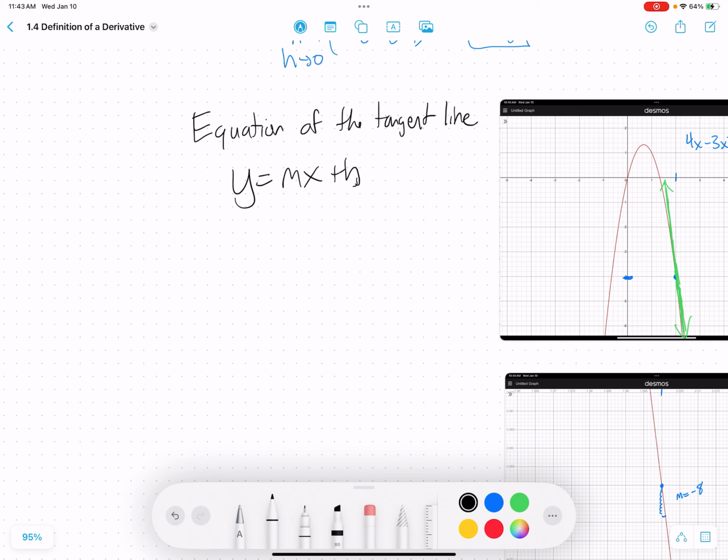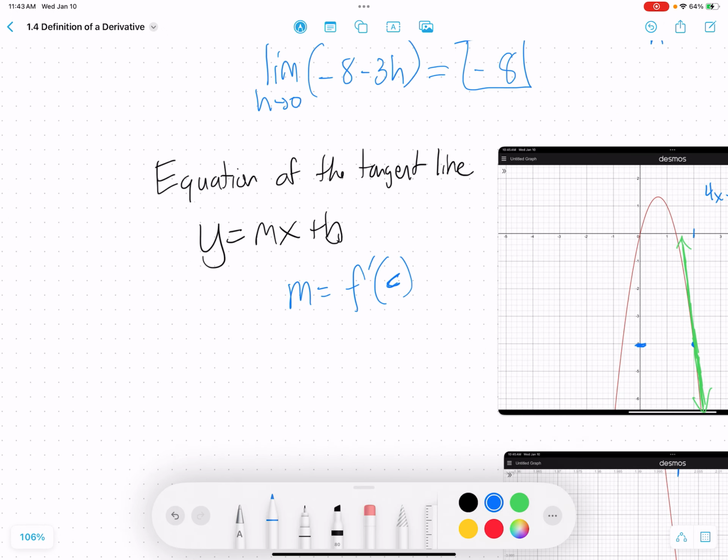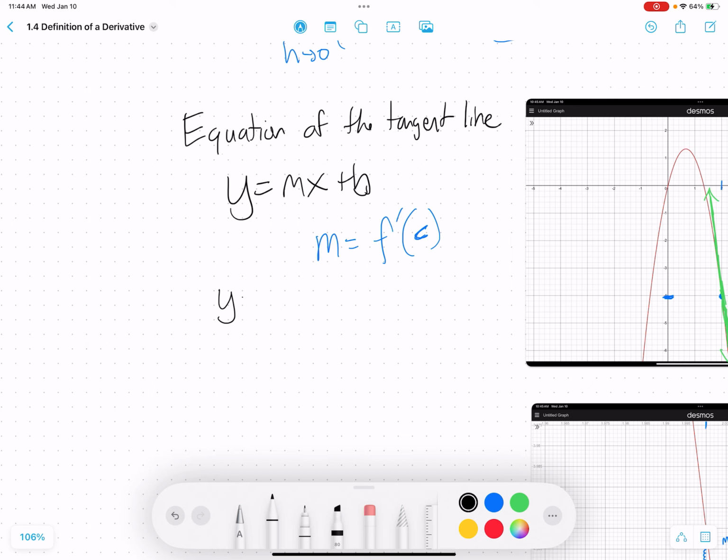Normally, to find the equation of a linear line, I want to put it in slope-intercept form, so I'm looking for the slope and I'm looking for the y-intercept. What's the slope of this line? Well, it turns out the slope of this line is the instantaneous rate of change. So my slope is equal to the derivative at the point that you're looking at. In our case, it's the derivative at 2. We already figured that out: the derivative at 2 was -8. So this leaves me with y equals -8x plus b.